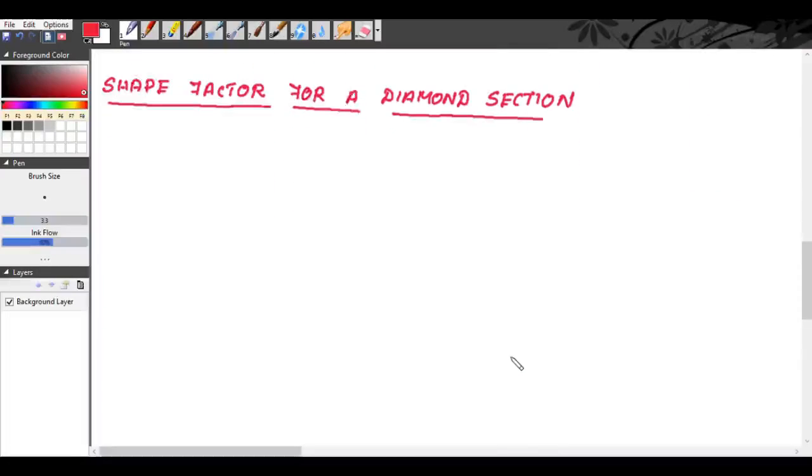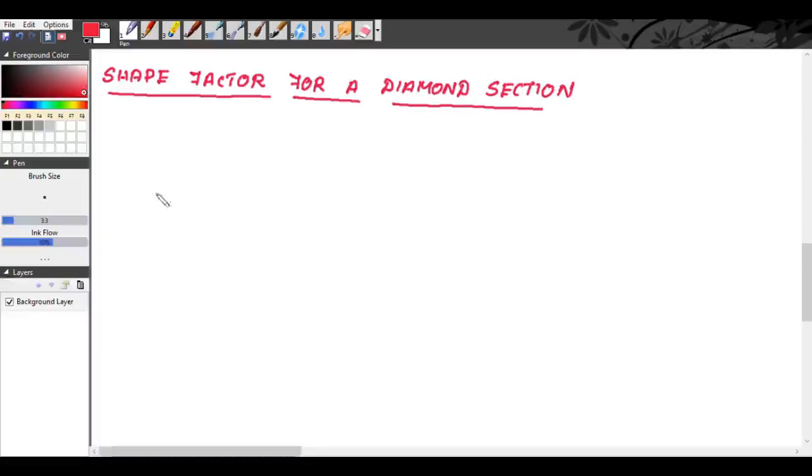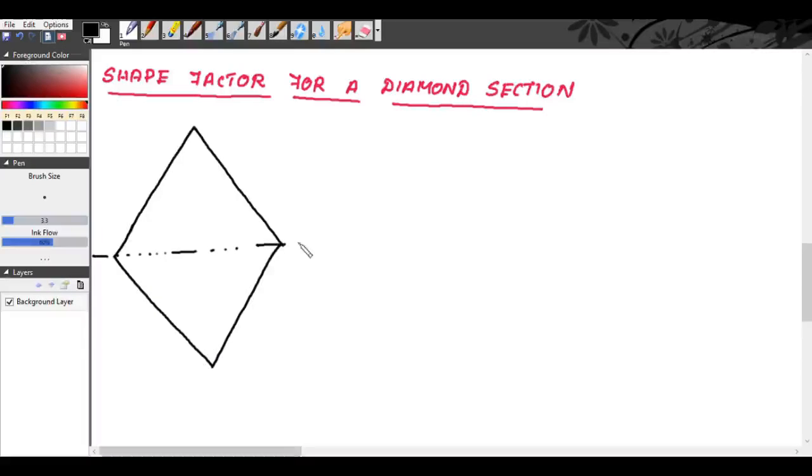Now we will find the shape factor. We will derive the shape factor for a diamond section. So for that we will draw a diamond section. Okay. So for this diamond section, this is the neutral axis, right? So here also our neutral axis and equal area axis remain the same. Now let us take the breadth of the diamond section as B and the depth of the diamond section as D.